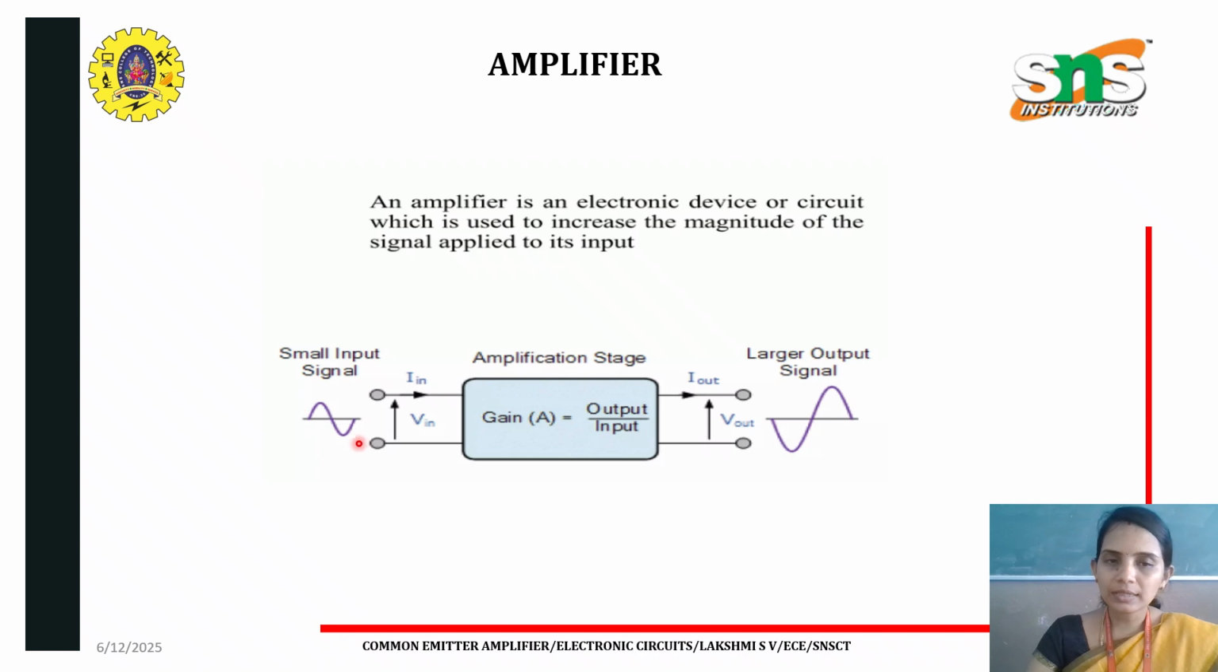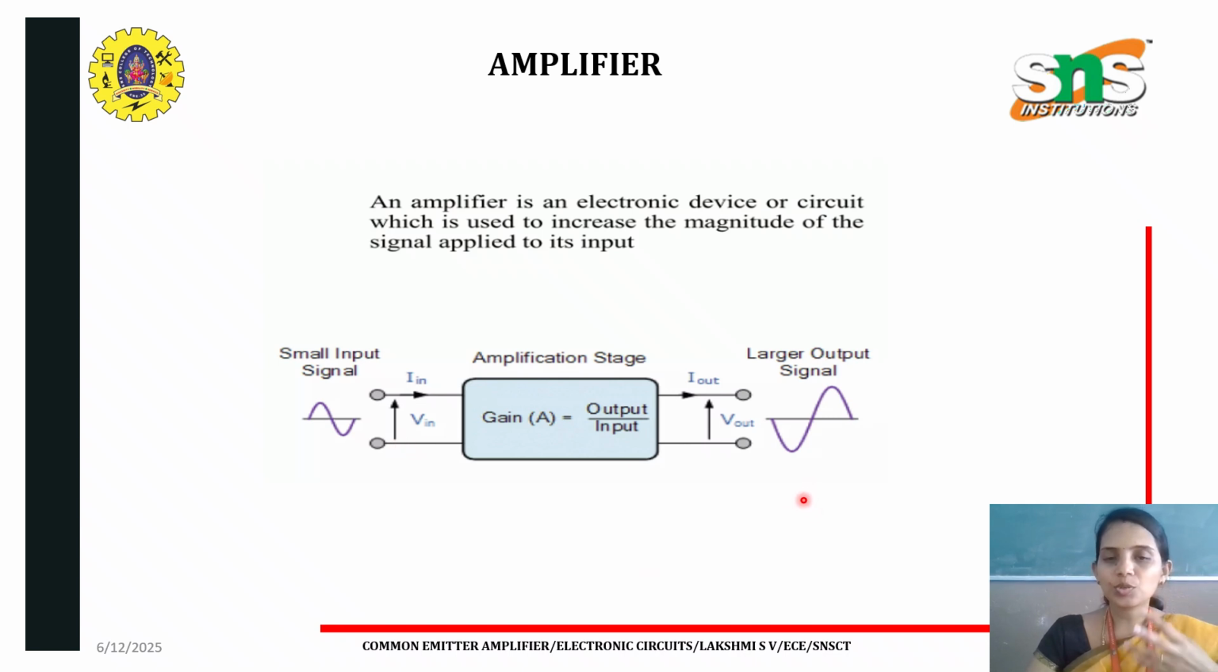You can see that there is a small signal input given at the input of the amplifier circuit, and the gain is always the ratio of output to input. If it is voltage gain, it is output voltage by input voltage. If it is current gain, it is output current by input current. We can see that after this amplification process, the output is larger compared with the small input signal. Thus, the amplitude is increased here.